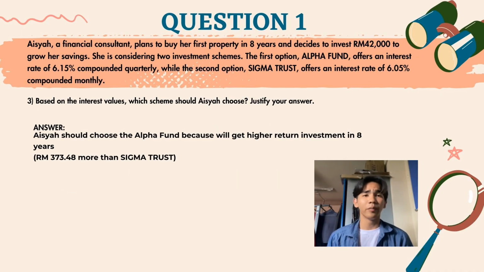Next question: based on the interest value, which scheme should Aisha choose? Justify your answer. Aisha should choose the Alpha Fund because it will give a higher return on investment in 8 years. She will get RM 373.45 more than Sigma Trust.